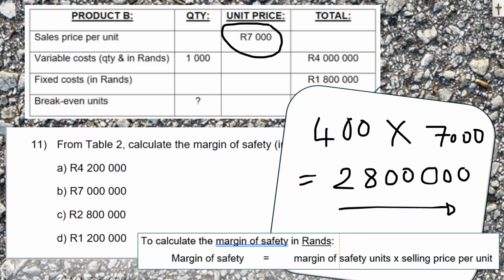So there we go. We have now got the margin of safety calculated in the previous question as 400. So to calculate the margin of safety in rands, we say 400 times the selling price per unit, which is 2.8 million.